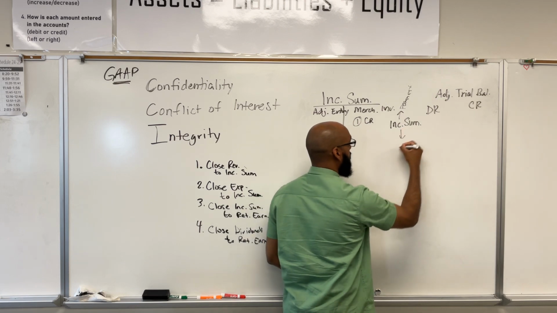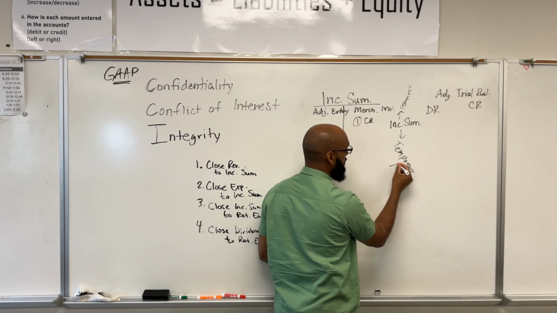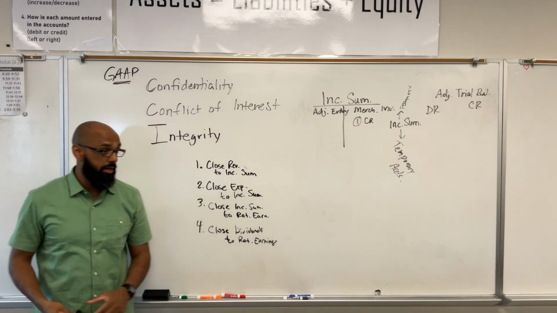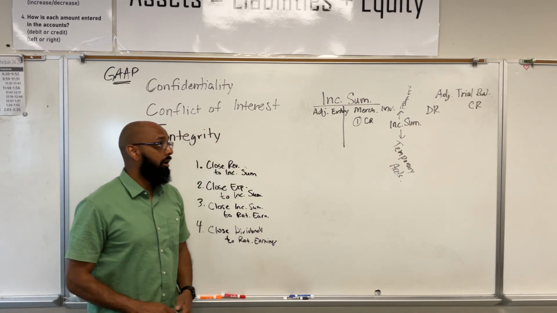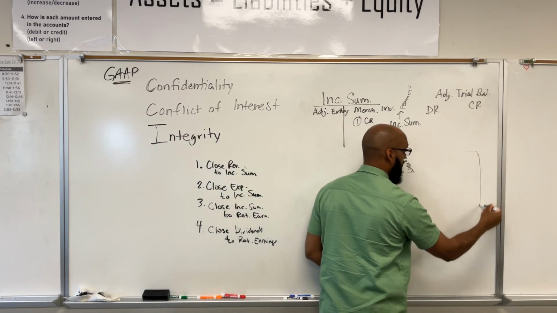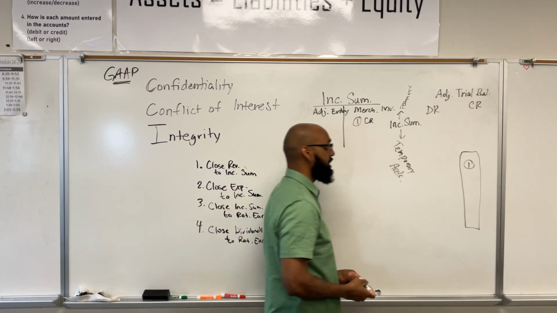Everything below income summary is going to be your temporary accounts. These are the accounts that need to be closed and set back to 0 before we go on to the next period. These temporary accounts are your revenue and your expense accounts. All right, so anything under income summary that has a credit balance is going to be part of your first closing journal entry.